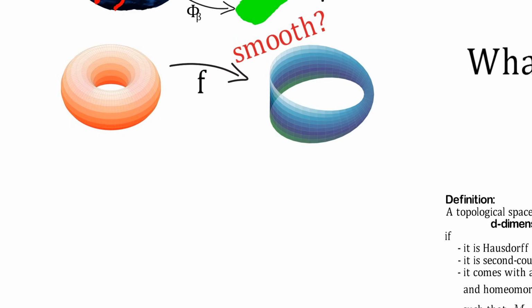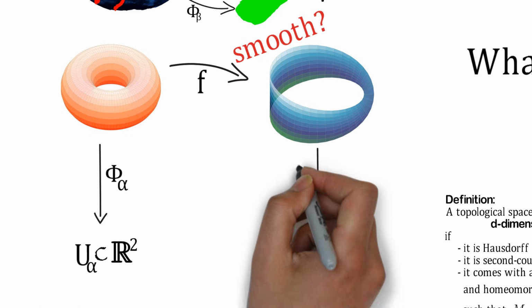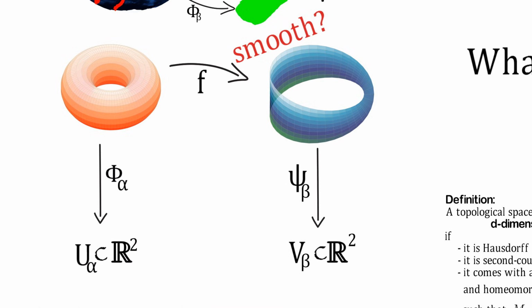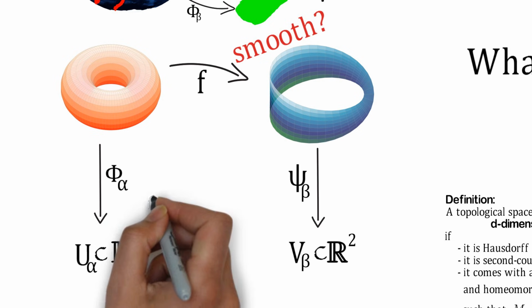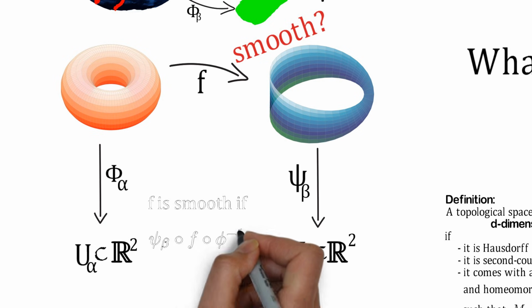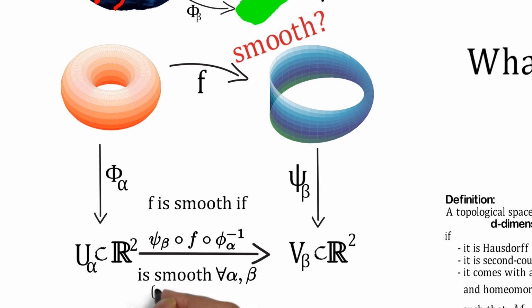So what about our map F between these 2-dimensional manifolds? We want it to be smooth, no matter which kind of local coordinates we choose. So we say it is smooth if psi beta after F after phi alpha inverse is smooth for all alpha and beta.